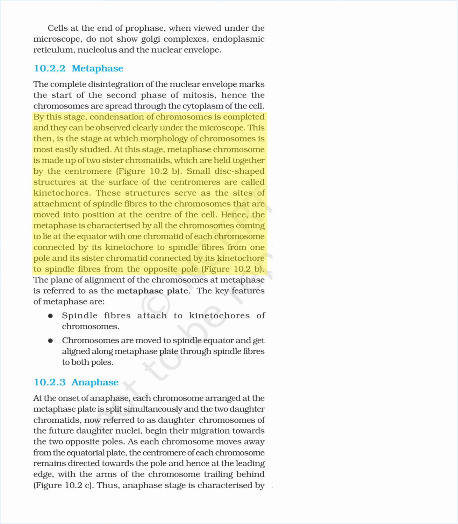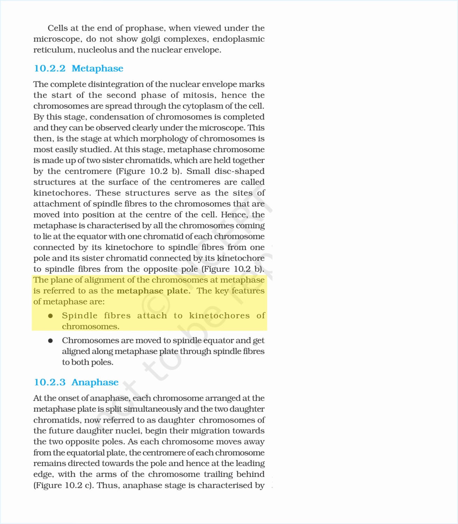Hence, the metaphase is characterized by all the chromosomes coming to lie at the equator with 1 chromatid of each chromosome connected by its kinetochore to spindle fibers from one pole and its sister chromatid connected by its kinetochore to spindle fibers from the opposite pole, figure 10.2b. The plane of alignment of the chromosomes at metaphase is referred to as the metaphase plate.